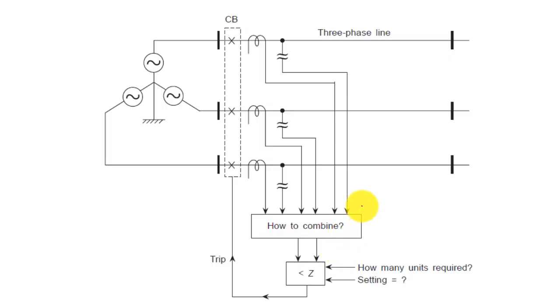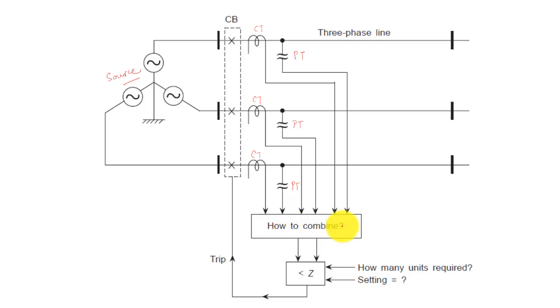So, let us consider a 3-phase transmission line, where this is your source, and it is feeding a transmission network. Here we have the circuit breaker, and we have CT units and PT units. These are CTs and these are PTs. So, from the CT we will acquire the current and from the PT we will acquire the voltage.